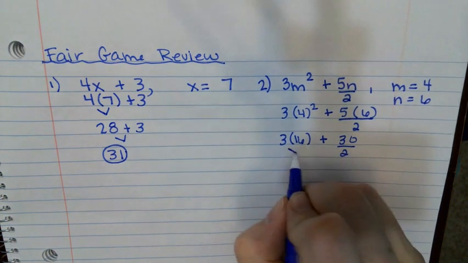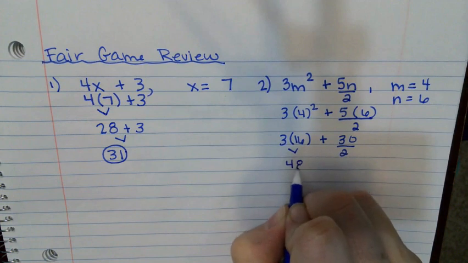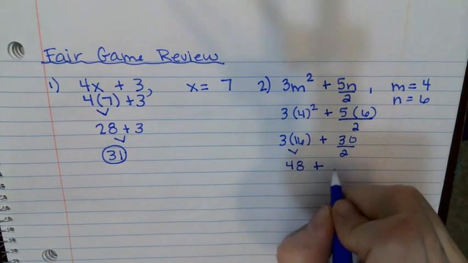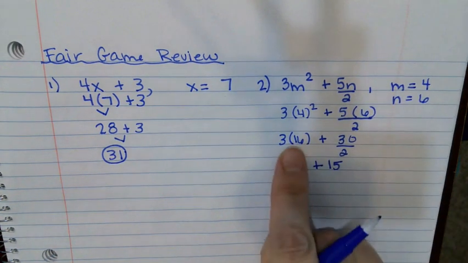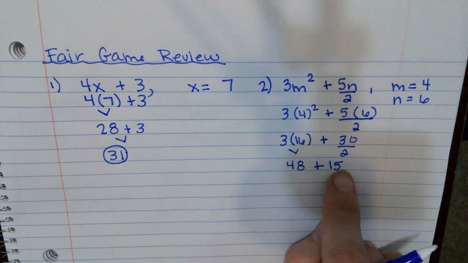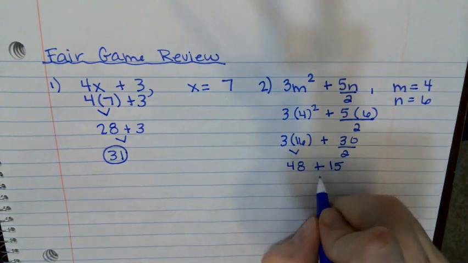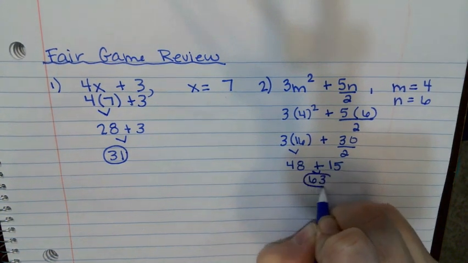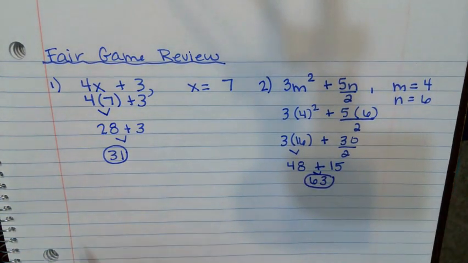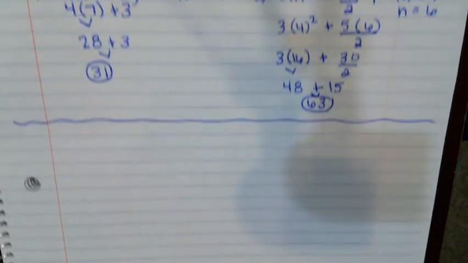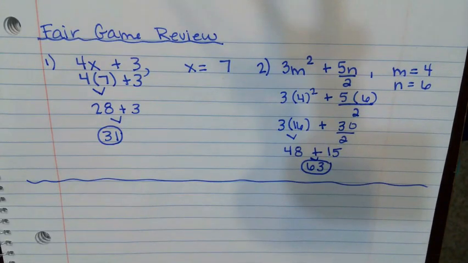3 times 16, if you've put that in your calculator, I believe is 48. Let me know if I'm wrong. Plus 30 divided by 2 is 15. Notice I can simplify a little bit further because these are individual terms, but once I'm down to just 48 plus 15, I'm going to add those, and I believe we should get 63. Okay? And that is it for our review. Leave that there for a second.